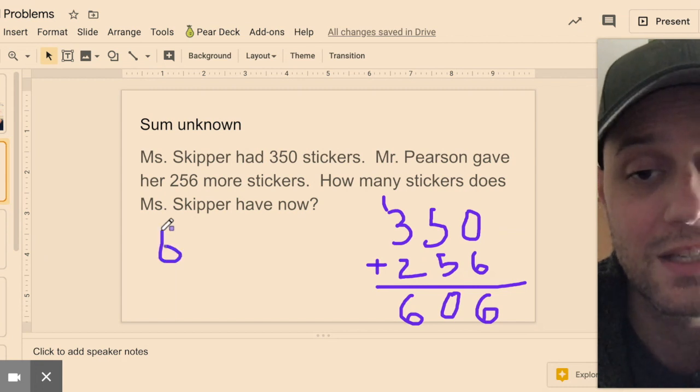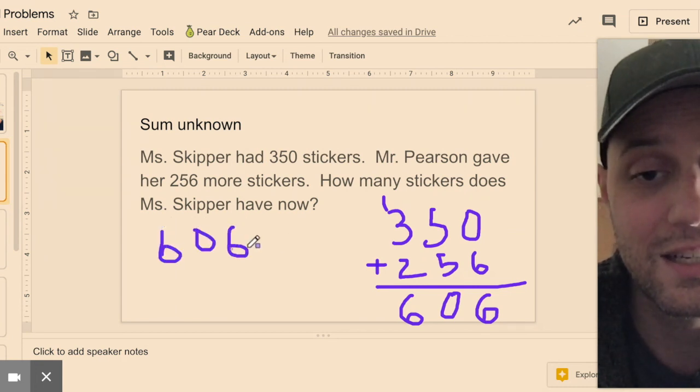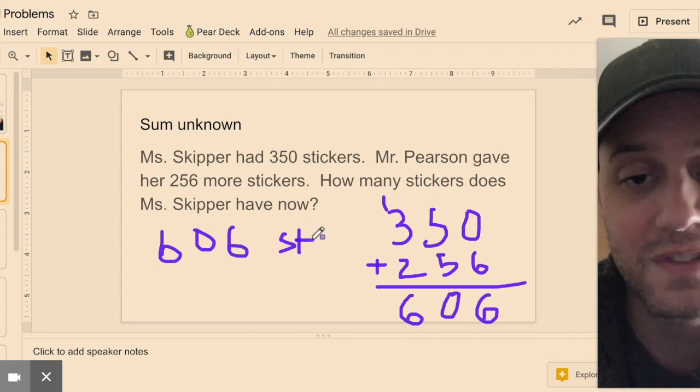Miss Skipper now has 606 stickers. I'll just put ST for stickers in for the sake of time.